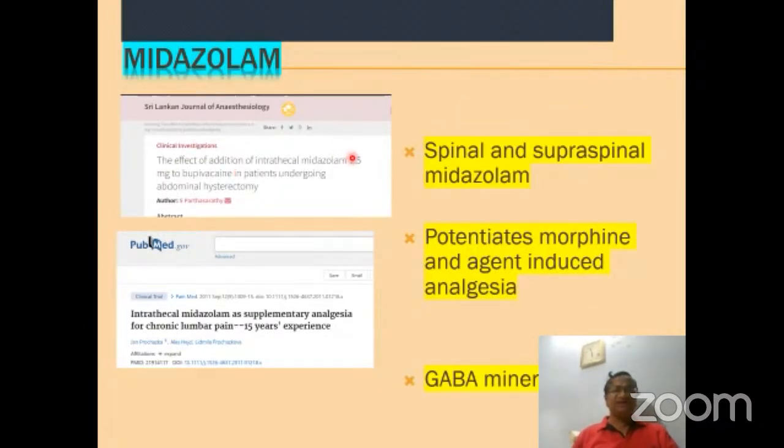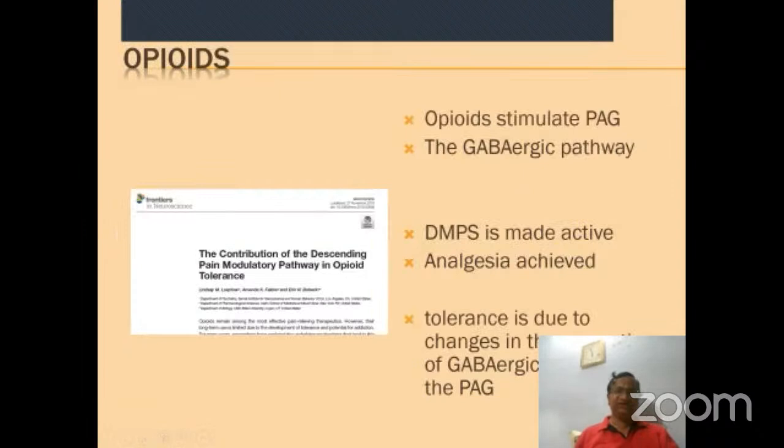This is my article, effect of addition of intrathecal midazolam. So spinal and supraspinal midazolam potentiates morphine-induced analgesia. It is a GABA mimetic midazolam action. Spinally it potentiates morphine, that is, it has an opioid-like influence. Opioids stimulate PAG, that we know. Periaqueductal gray, opioids. There is also a GABAergic pathway.